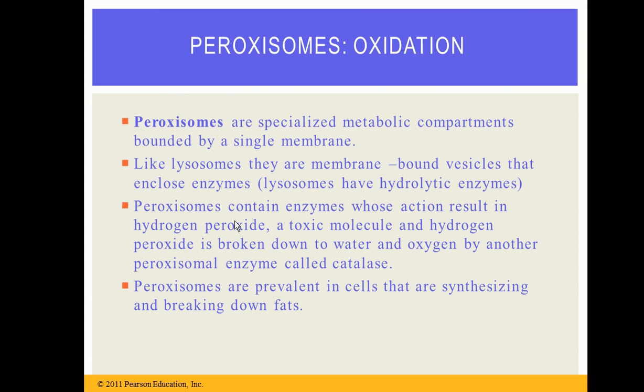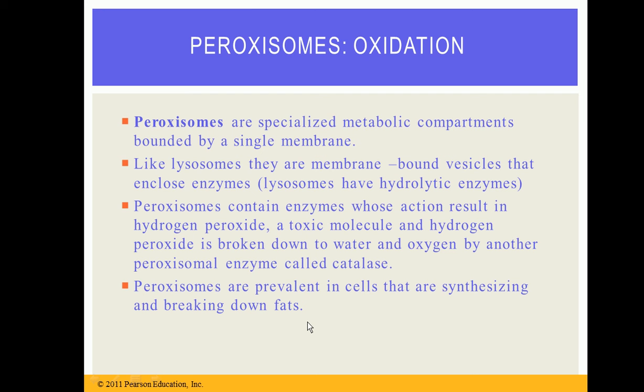And the last organelle is peroxisomes. Peroxisomes are organelles which are bounded by a single membrane, and they do have some enzymes in them. Like lysosomes, they are membrane bound vesicles that enclose enzymes. Now the peroxisomes contain enzymes whose action results in hydrogen peroxide, and you know what hydrogen peroxide is? A toxic molecule, and hydrogen peroxide is broken down to water and oxygen by another peroxidase enzyme called catalase. So peroxisomes are prevalent in cells that are synthesizing and breaking down fats.